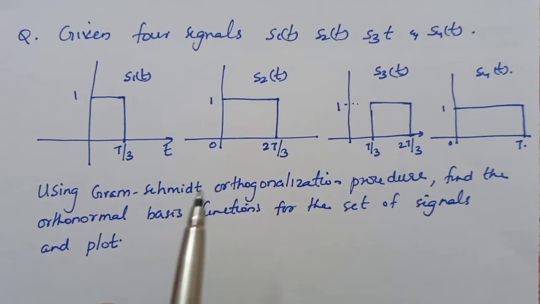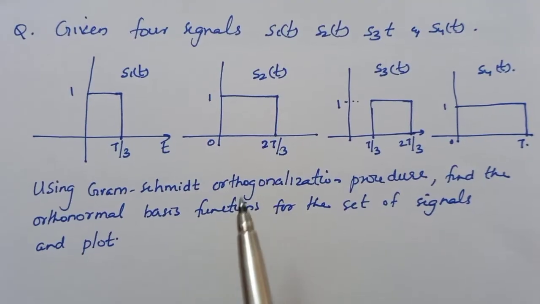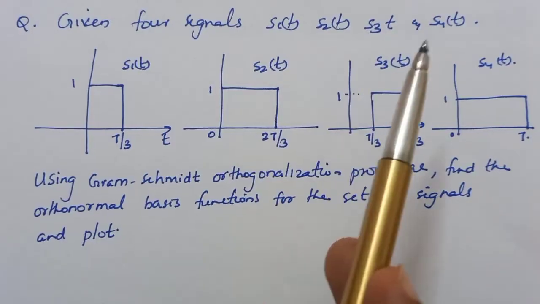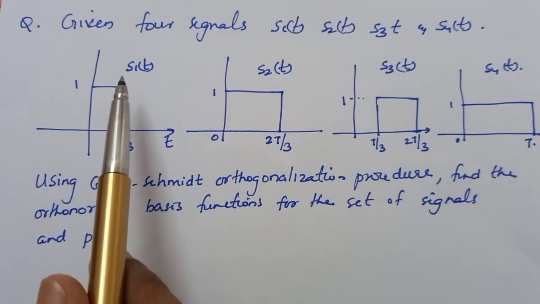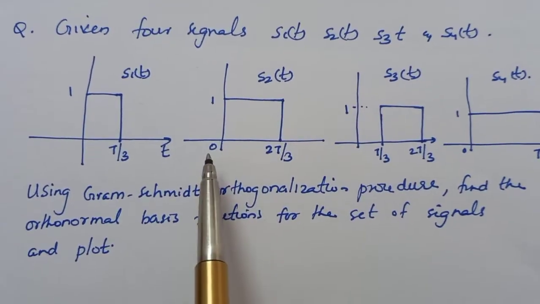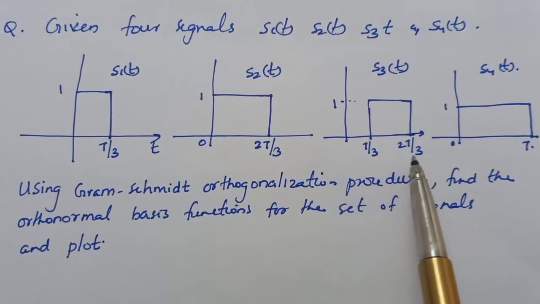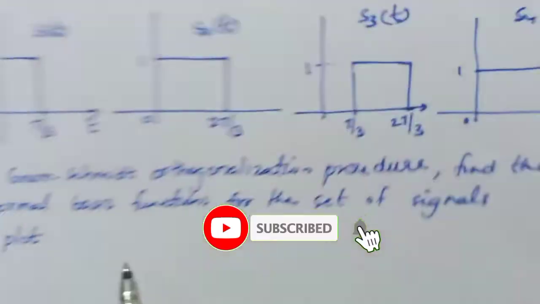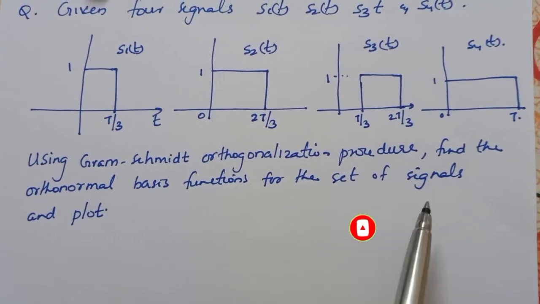Hello everyone. Today we'll do a problem related to the Gram-Schmidt orthogonalization procedure. Given four signals S1(t), S2(t), S3(t) and S4(t), which are shown in this particular figure. S1(t) has a duration of 0 to T/3, S2(t) has a duration 0 to 2T/3, S3(t) from T/3 to 2T/3, and S4(t) from 0 to T. Using the Gram-Schmidt orthogonalization procedure, find the orthonormal basis functions for the set of signals.